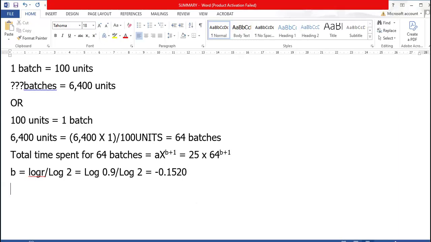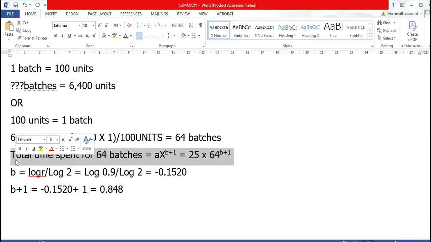Okay, so I need b plus 1. So b plus 1 is negative 0.152 plus 1, which is equal to what? Negative 0.15 plus 1, that is 0.848. All right. So I substitute here to get my total time.